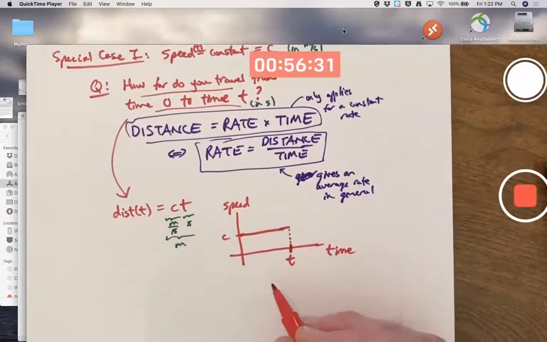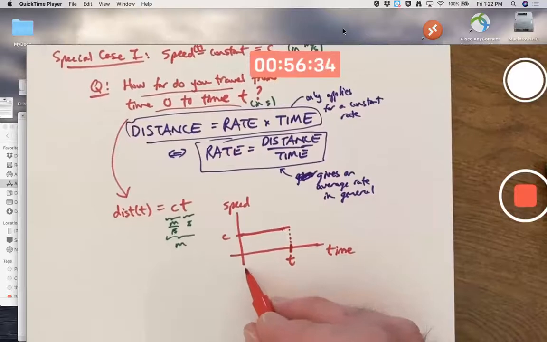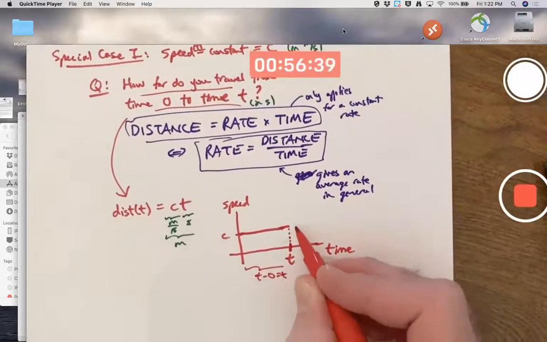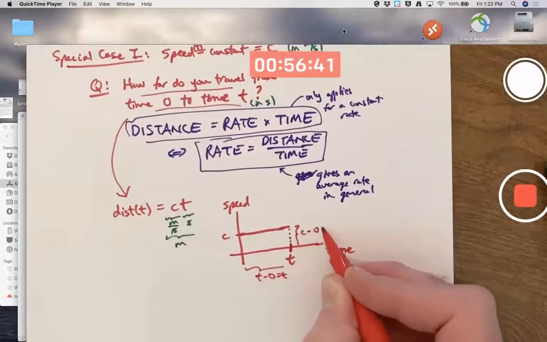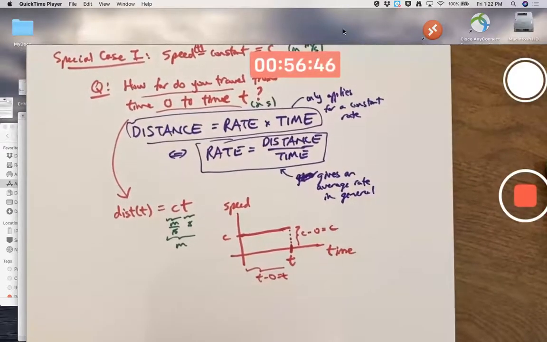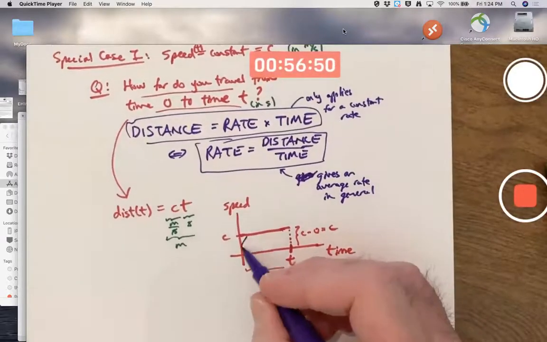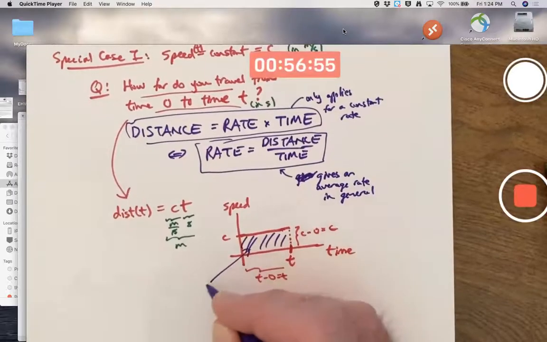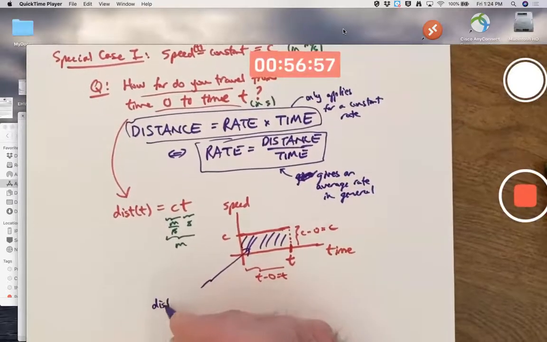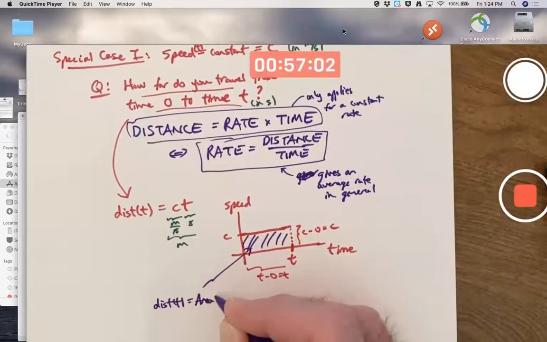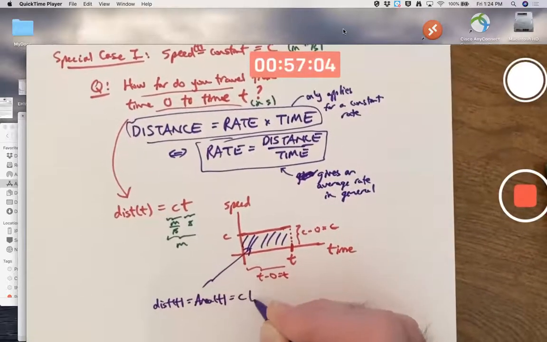C times t is the same as the area of this rectangle. Its base is t minus 0, or t, and its height is c minus 0, or c. Base times height is t times c, which is the same as c times t. The area is the same as the distance. Dist of t equals area of t, which is c times t.